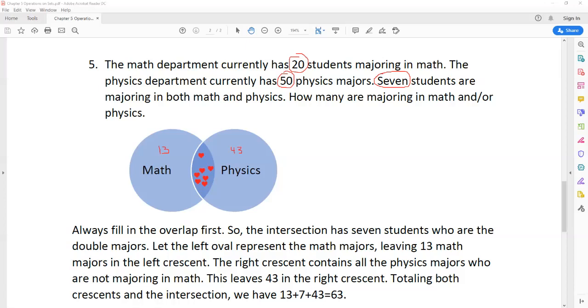So how many total students do we have who are majoring in math and or physics? If we take the 13 in the left crescent and we add the 7 in the overlap and then the 43, that means we have 63 total students.